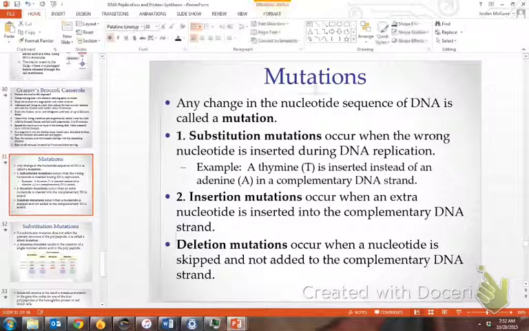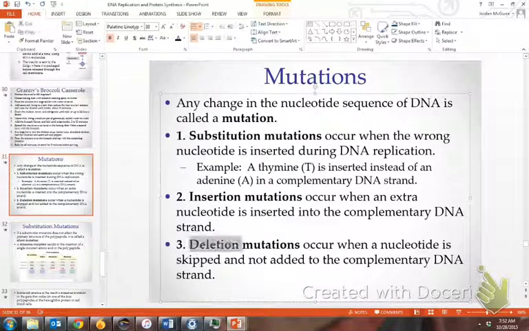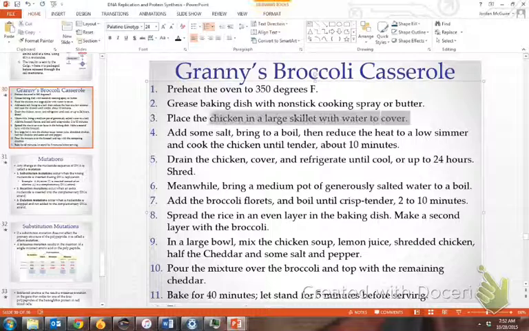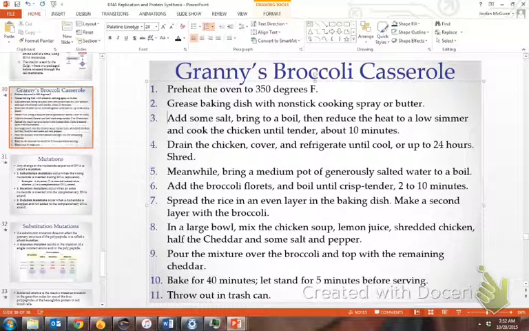Alright, and the last kind, well, not the last kind, but another kind is called deletion. Again, self-explanatory. A nucleotide is literally skipped. It does not read, it does not compute, it gets deleted, and it is not added. This can be pretty detrimental. For example, this would be like me just accidentally skipping an entire step.